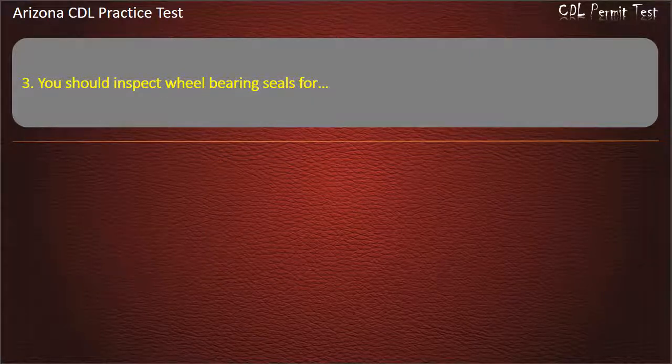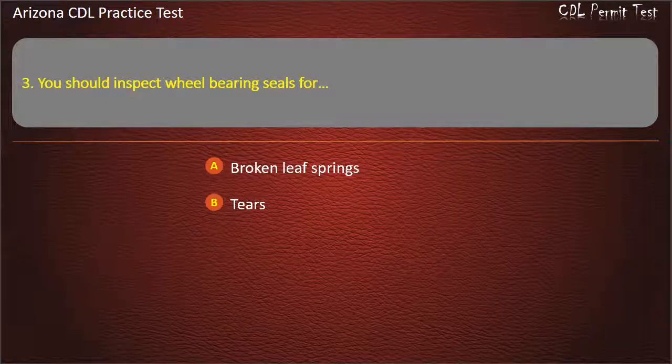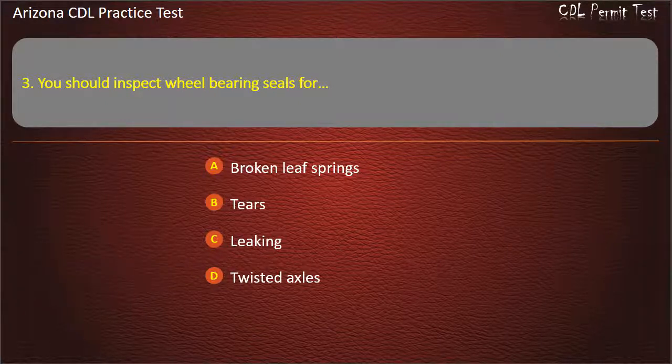Question 3. You should inspect wheel bearing seals for broken leaf springs, tears, leaking, twisted axles. Answer. Leaking.